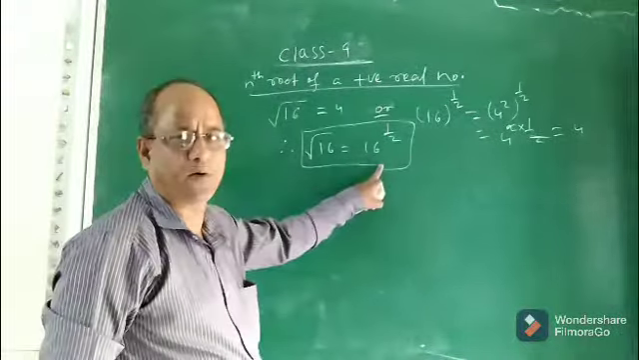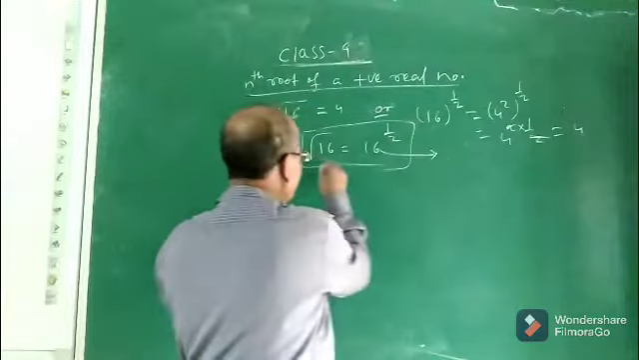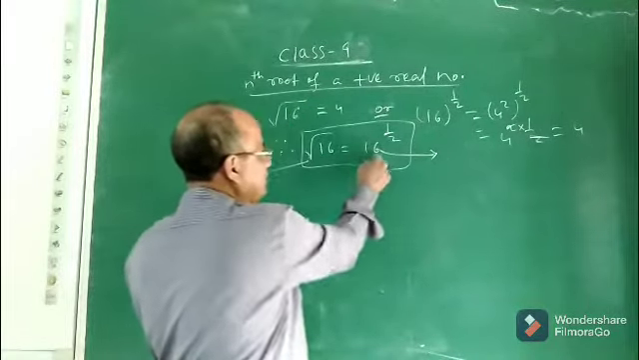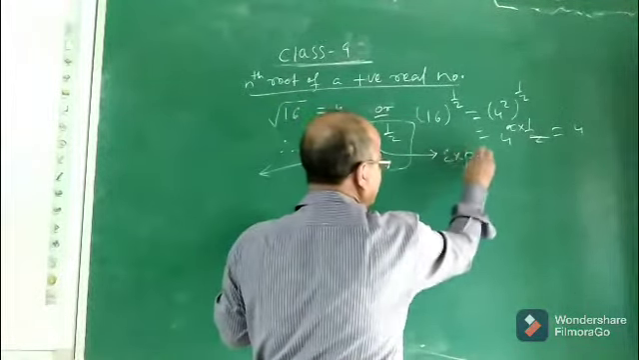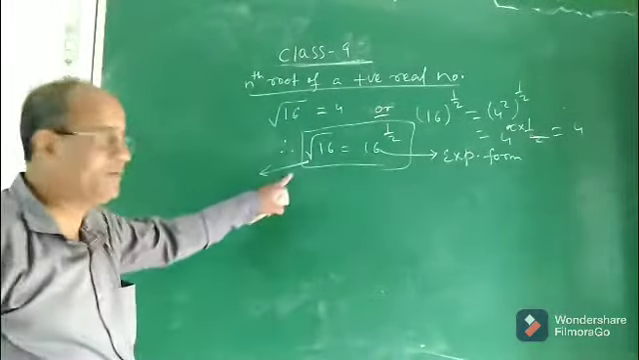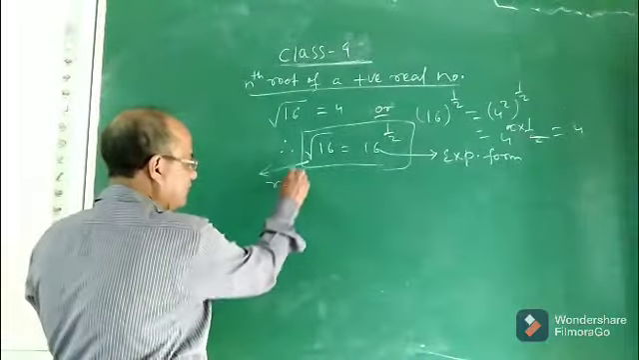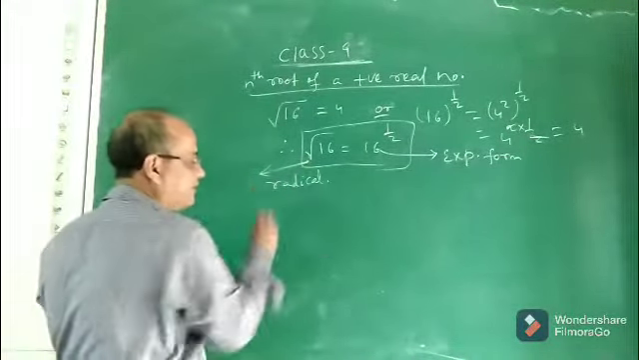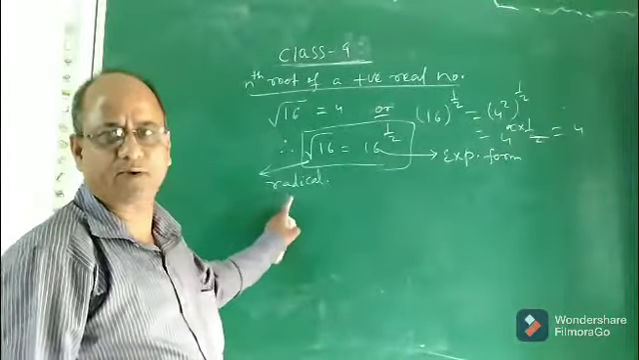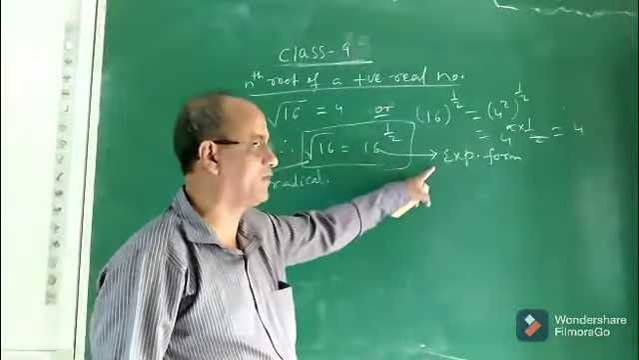Now look at the two different forms. What is this form called and what is this form called? This form is called your exponential form. And what about this form? Anyone who can say? This form is known as your radical form. The concept of radical was there in class 8. This is radical form, this is exponential form. So if a number is in radical form, we can change it into exponential form.